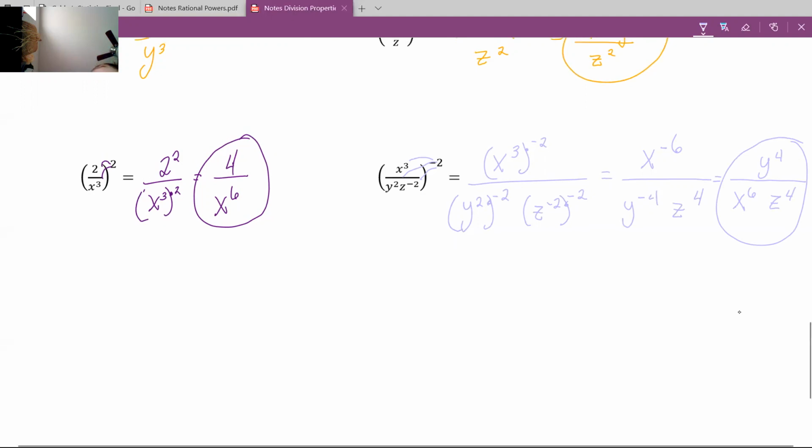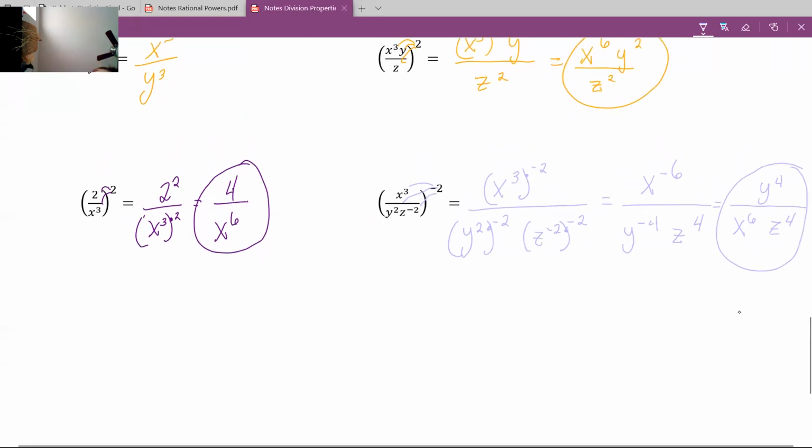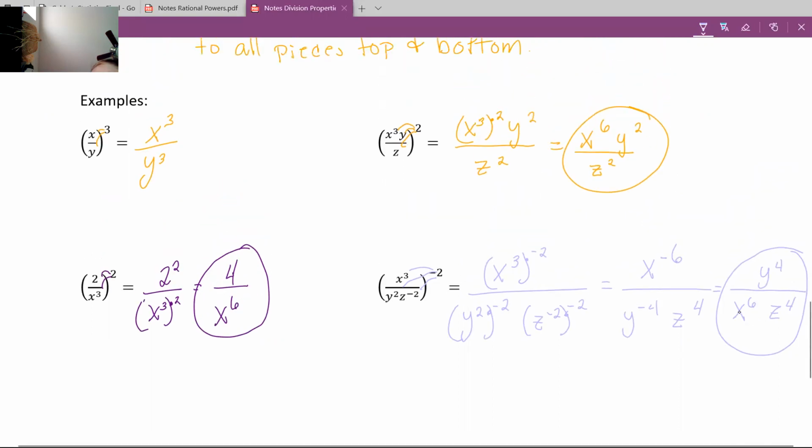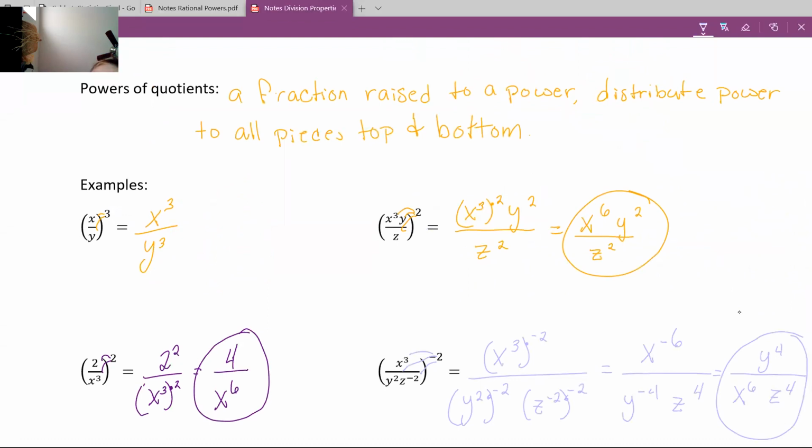And that's it for this section of notes. Remember, negative exponents, flip it to the other side of a fraction. And if you are dividing things that are the same, you subtract their exponents. Anything to the 0 power is 1. And last but not least, if you have a fraction raised to a power, distribute the power to each piece inside.